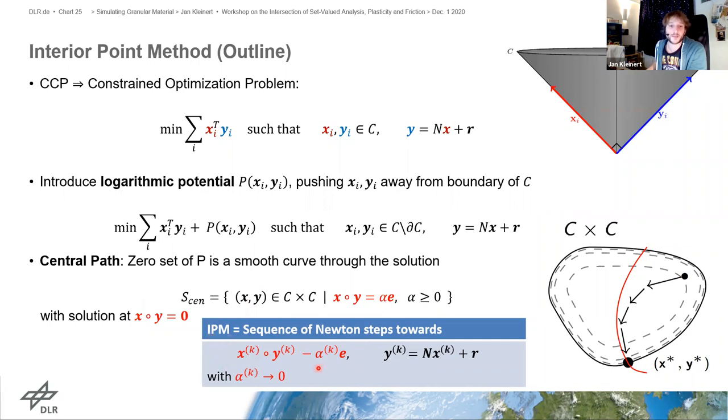So we're going for a step in the direction of the central path for a given alpha value. And then we'll just iteratively decrease alpha. And the idea is that this way, we'll approach the solution from a nice region around the central path. So we'll stay clear from the boundary, stay in a nice region around the central path and approach the solution from there.